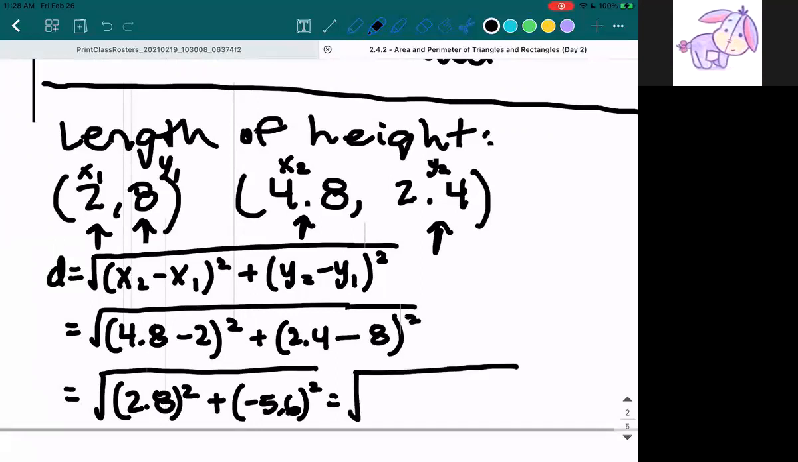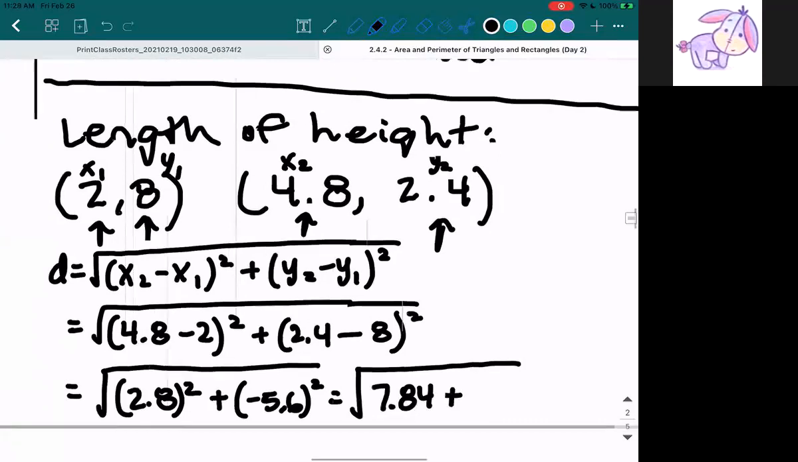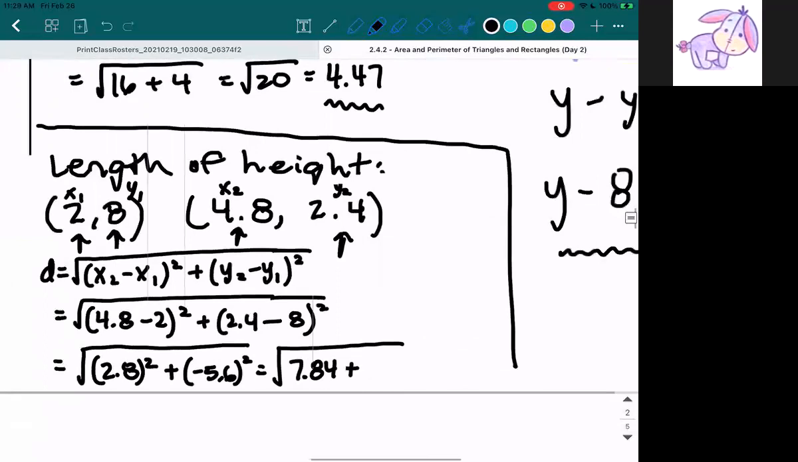2.8 times 2.8. Negative 5.6 squared. Add it together. And square root it. All right, so this is the length of your height, 6.26.